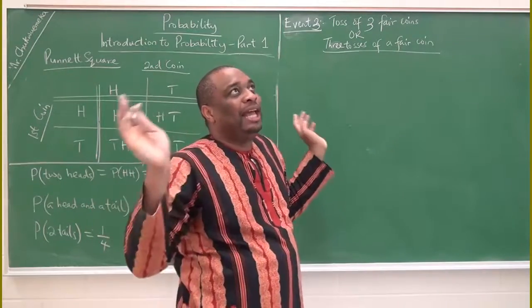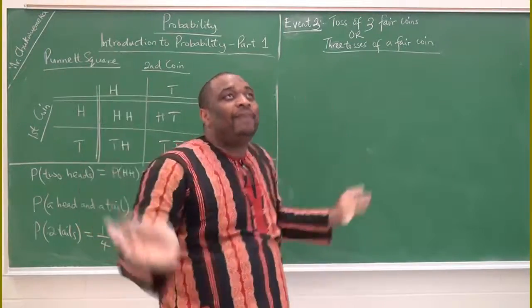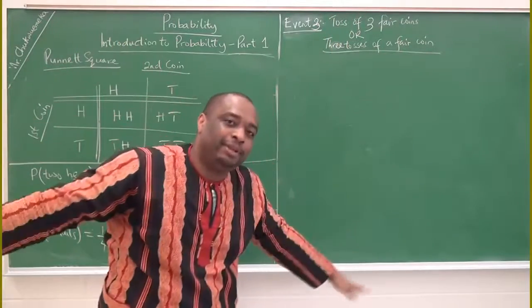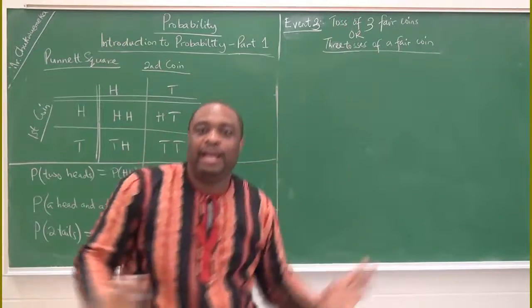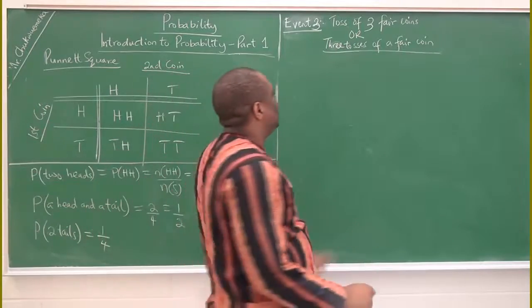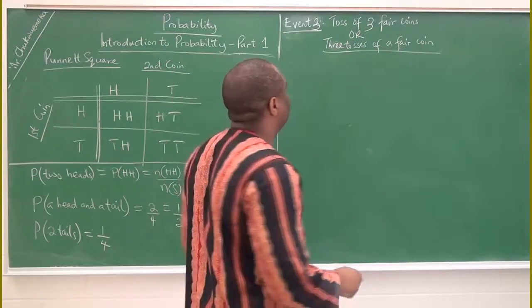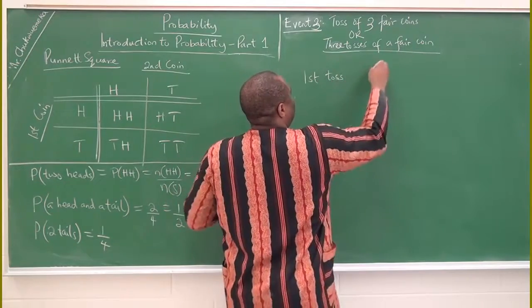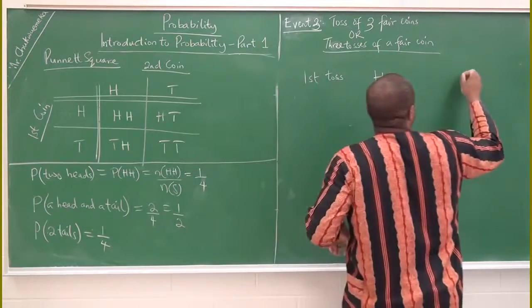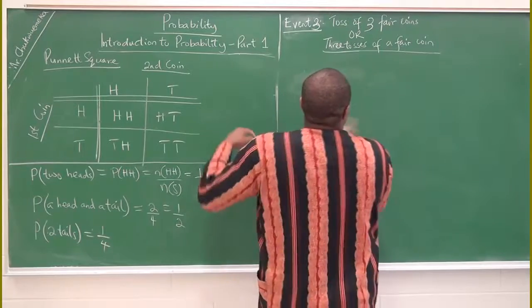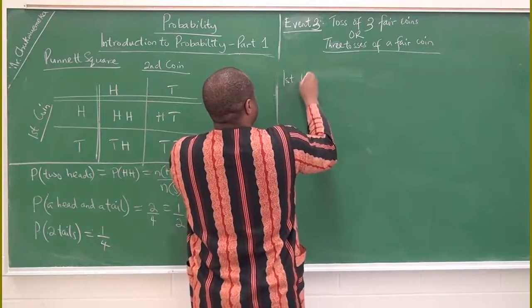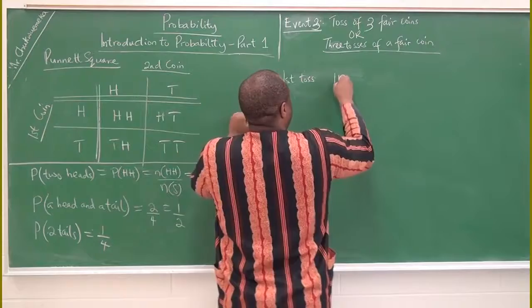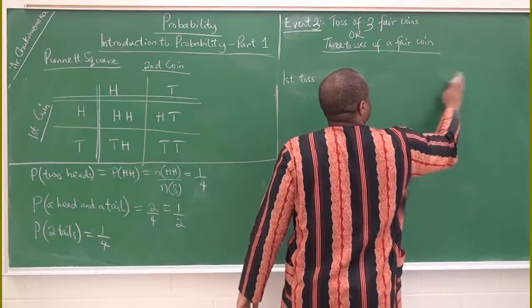You can draw it like a tree that rises, like a tree that falls, like a tree that moves like this, or like a tree that moves like this. So in this case, let's try something else. First toss, I have the head and the tail.